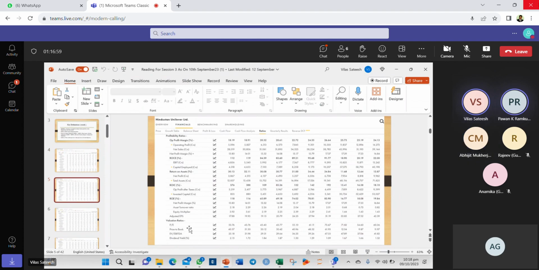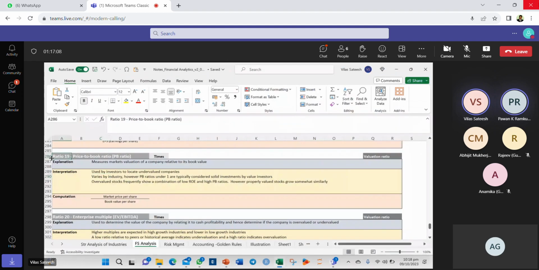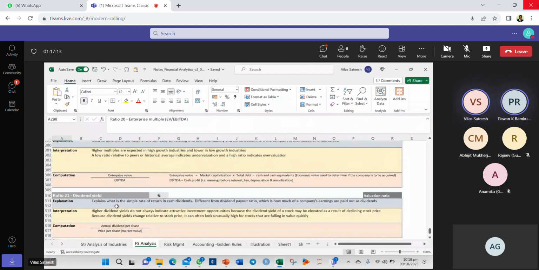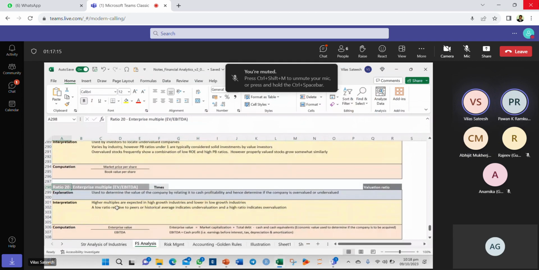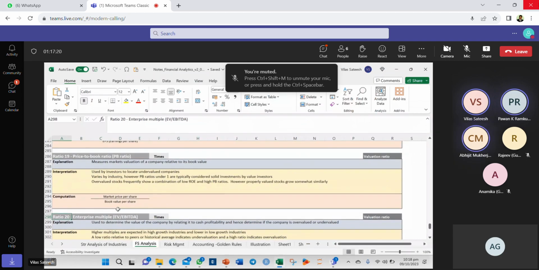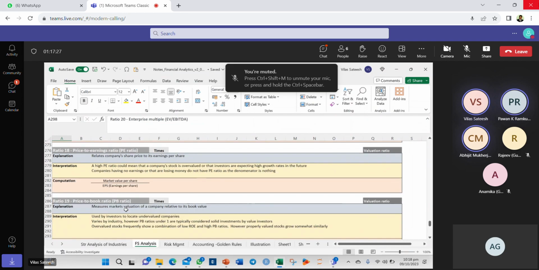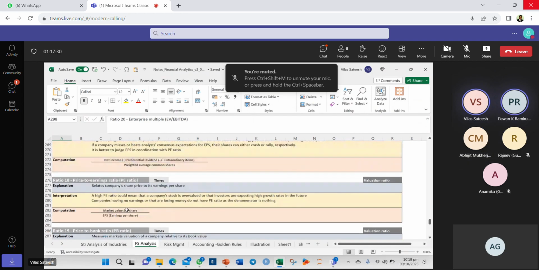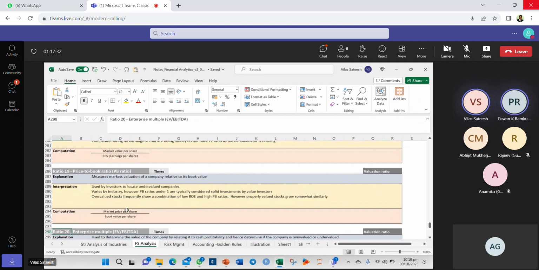Only thing is, I'm not sure about these ratios. I'm also not fully confident about the valuation related ones. I'm struggling on ratio number 19, the enterprise multiple, and the dividend yield also. I still need to do some research to understand what exactly they mean to communicate it to you, because otherwise I'll just be reading out from this itself. Give me some time. So 3-4 ratios I need to come back to you on, which I can cover again on Wednesday when we connect on valuations.